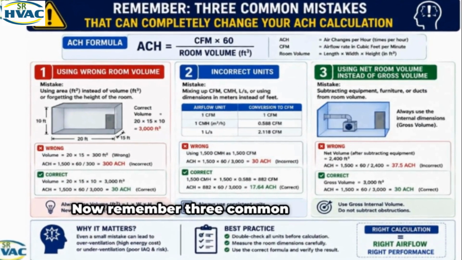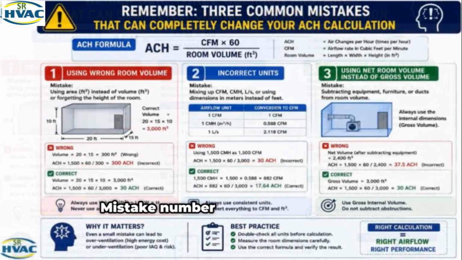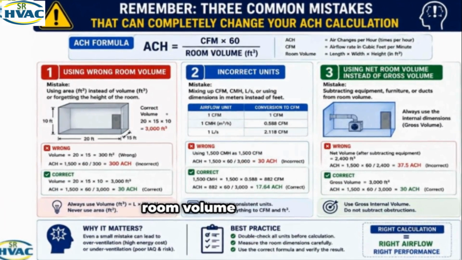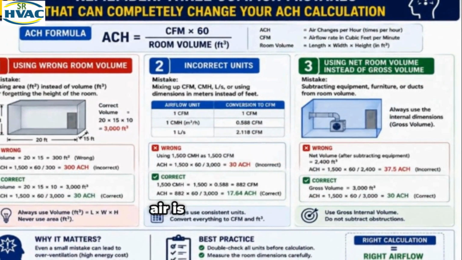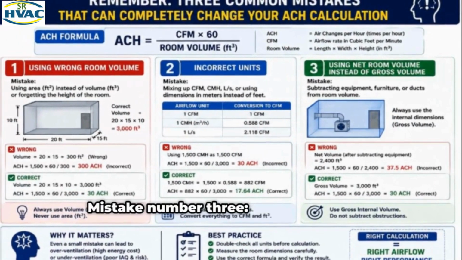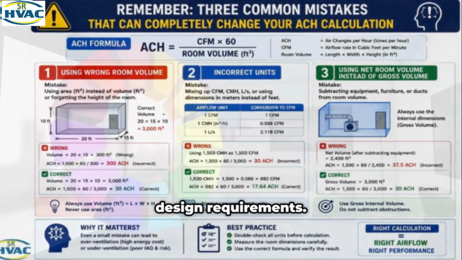Now remember 3 common mistakes that can completely change your ACH calculation. Mistake number 1, calculating the room volume incorrectly. Mistake number 2, assuming all supply air is outdoor fresh air. Mistake number 3, selecting an ACH value without checking the applicable design requirements.